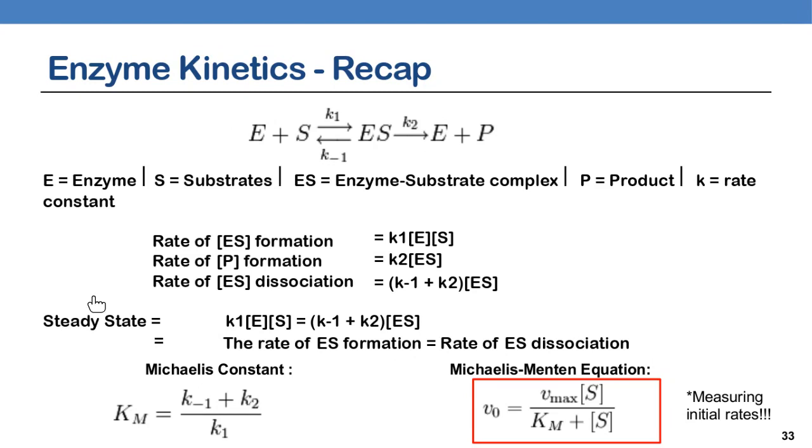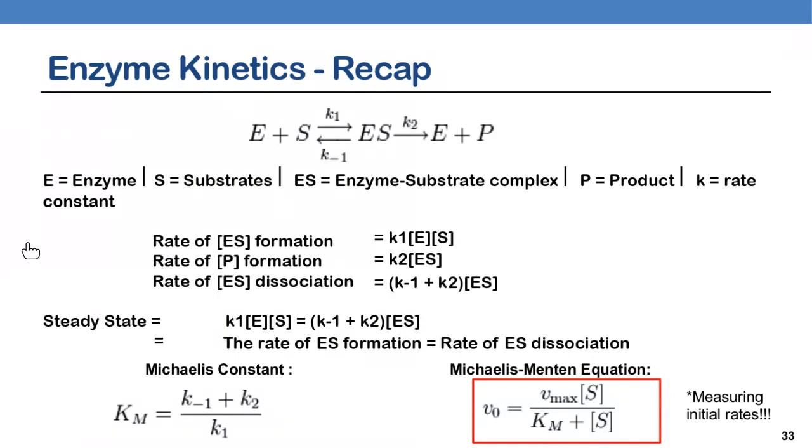So the steady state assumption that's driving the Michaelis-Menten kinetics is that the rate of enzyme substrate formation is going to equal the rate of dissociation. If we write that out, we have K1 times our free enzyme and substrate is going to equal K minus 1, the dissociation of that enzyme substrate complex, plus K2, the dissociation of that enzyme substrate to the enzyme and product.